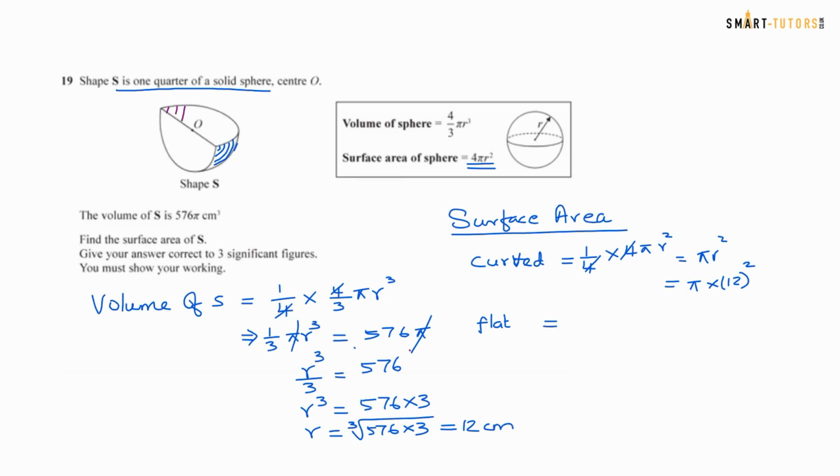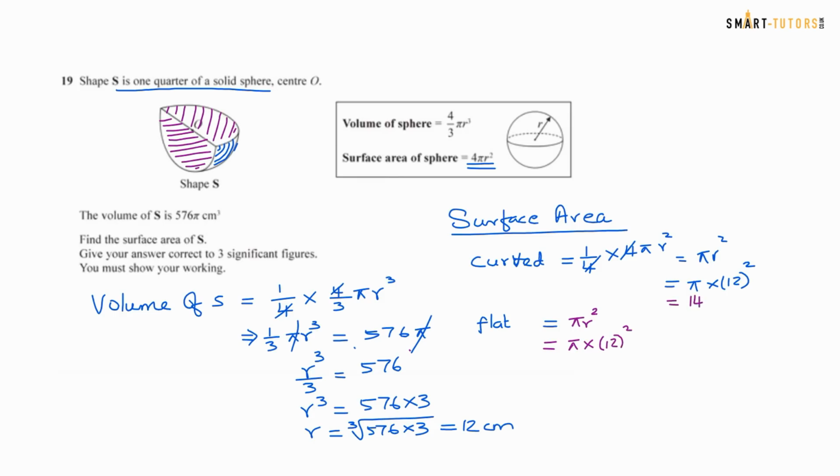And the next one I call the flat surface. Let me use a different color, a purple color. So this is the flat surface on the top, that is exactly half a circle, and another flat surface is this one, another half a circle. So half a circle plus half a circle is a full circle.